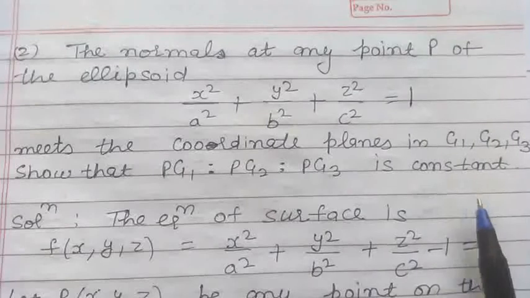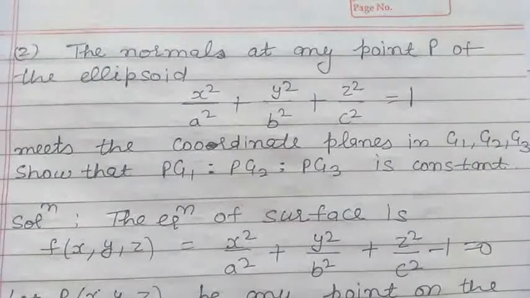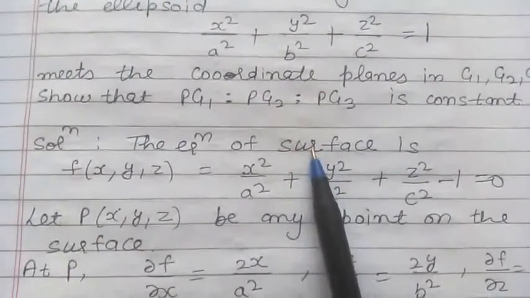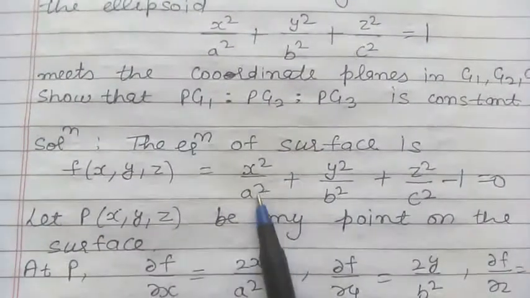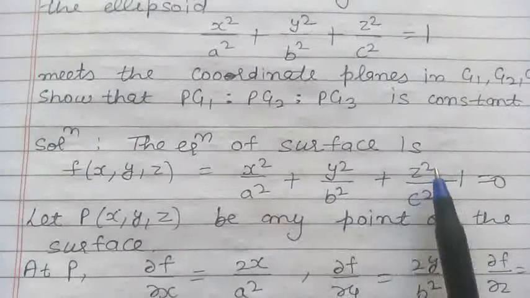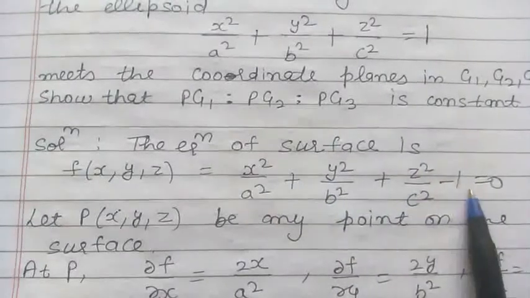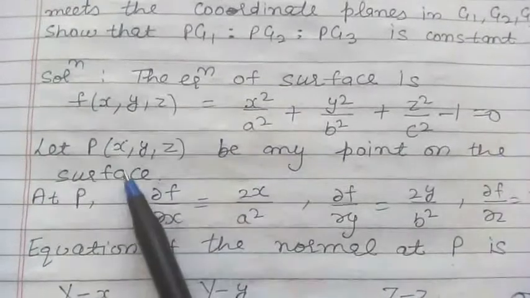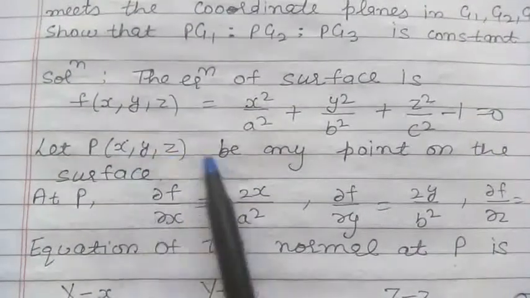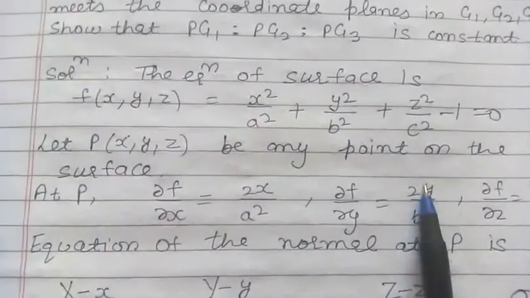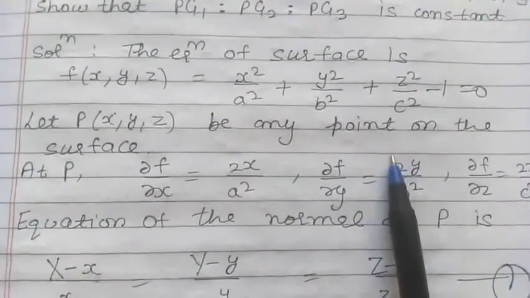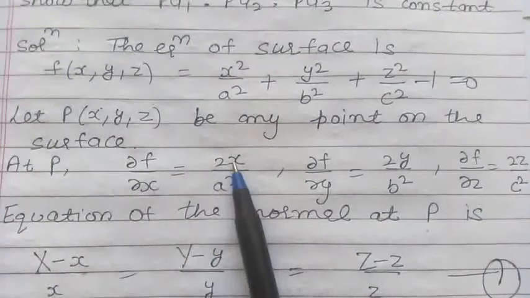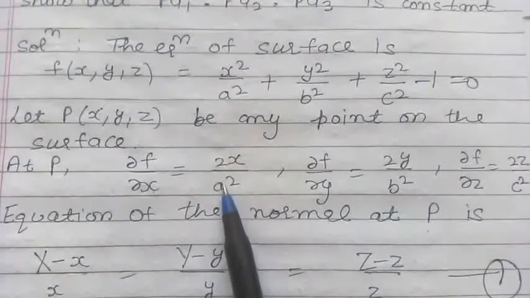So let us firstly find the equation of normal at the point P. Now the given surface is an ellipsoid having the equation x square upon a square plus y square upon b square plus z square upon c square minus 1 is equal to 0. Let us take a point P having the coordinates (x, y, z) on this surface. Now let us find their partial derivatives. ∂f/∂x: the derivative of x square is 2x, so 2x by a square.